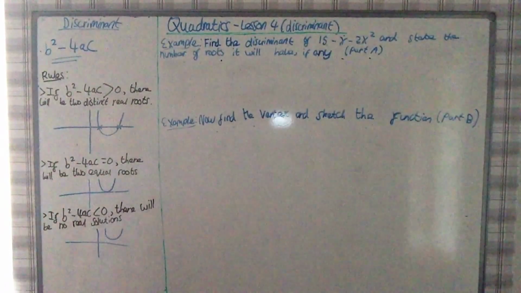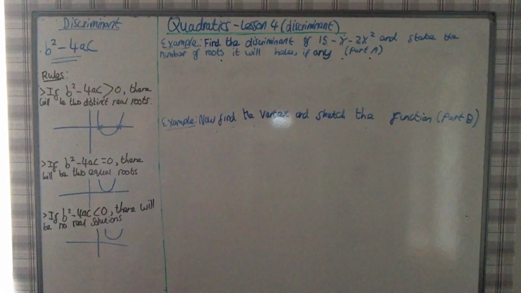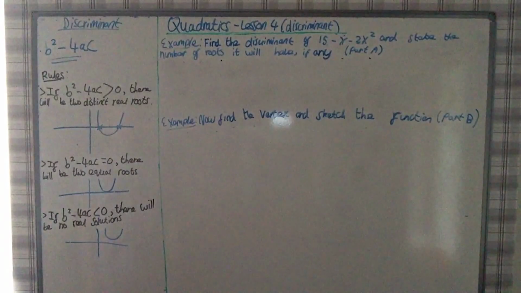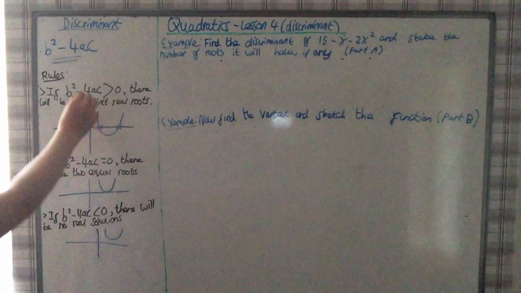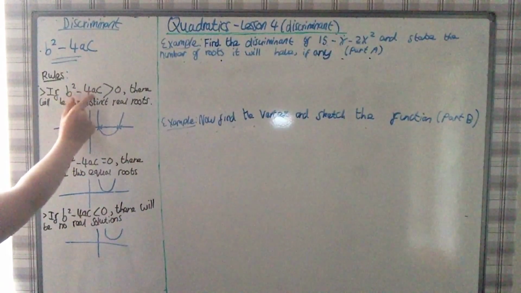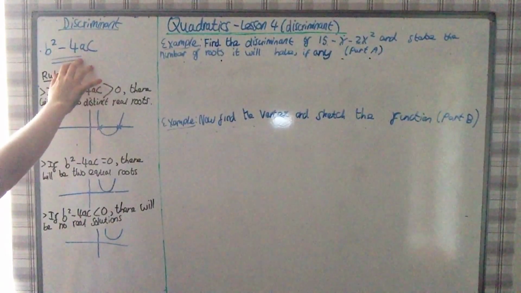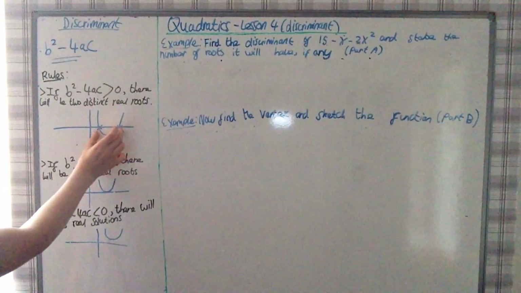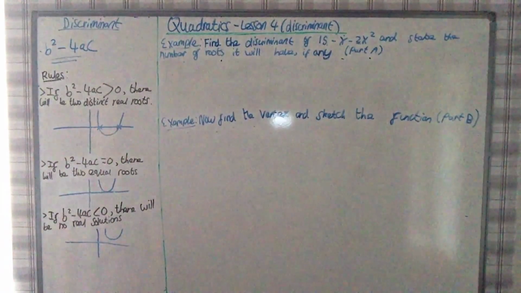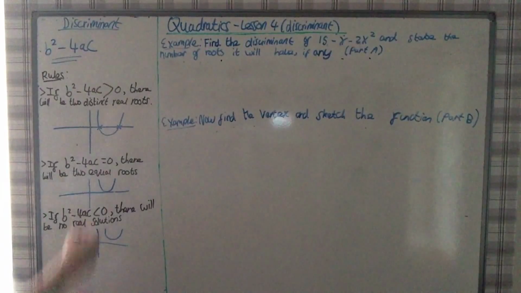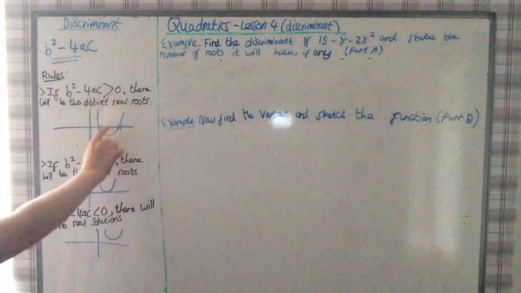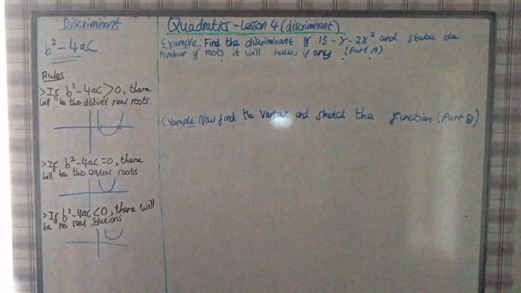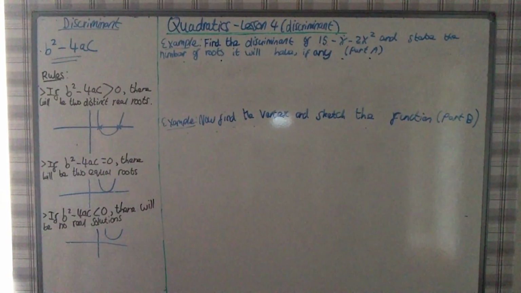The first rule states that if b squared minus 4ac is greater than 0, there will be two distinct real roots. What this means is if we substitute our values of a, b and c into the discriminant and get a value greater than 0, then we get two points where the graph will cross the x-axis, two distinct real roots. For example, it could have roots of maybe 1 and 3, so (1, 0) and (3, 0). Two distinct real roots.